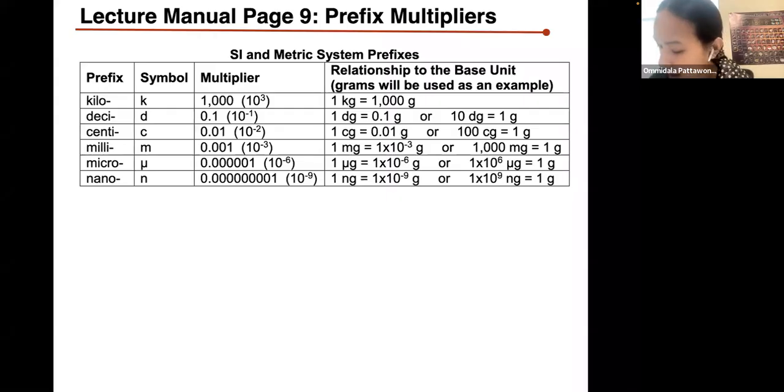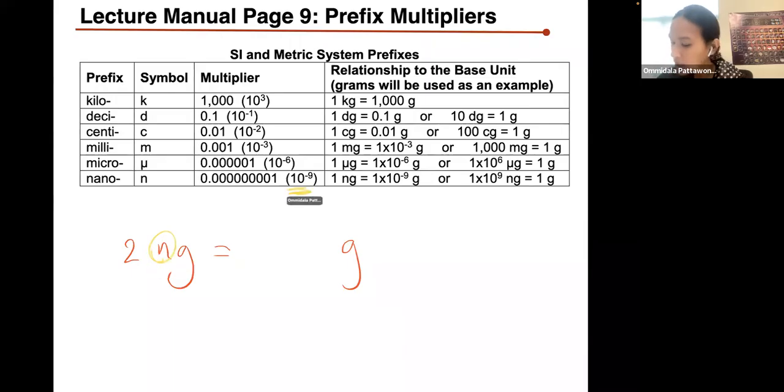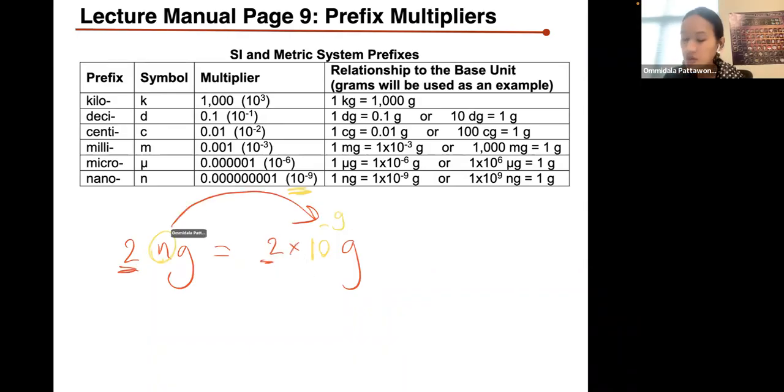For example, if you have 2 nanograms, in order to make this equal to grams, because nano means 10 to negative 9, I'm going to write 10 to negative 9 here and multiply by 2. So these two are the same. I just replace that. So that's one way to convert the prefix.